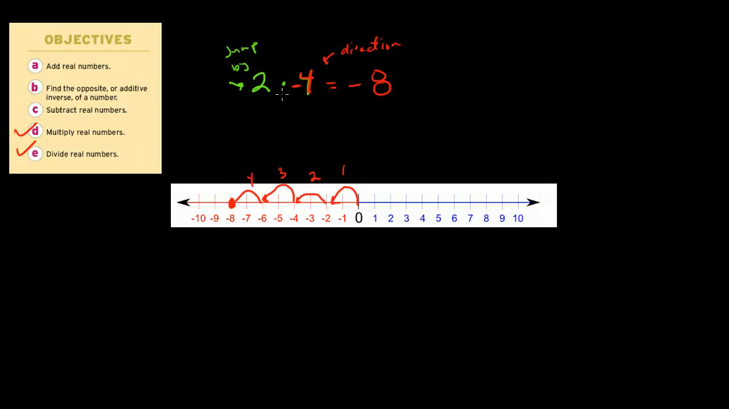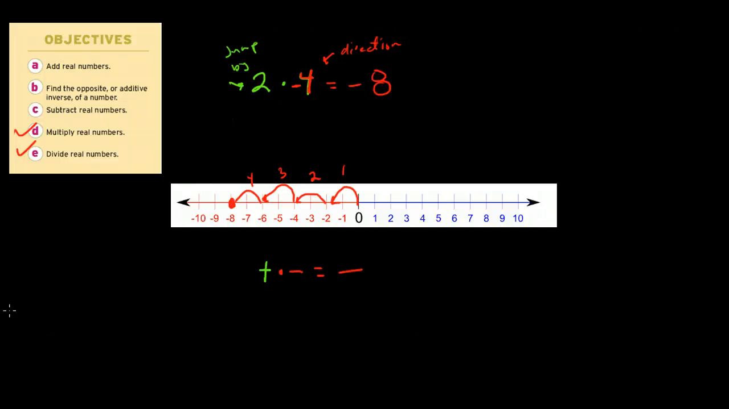Here, we're jumping in groups of a number of times. We're going to jump in groups of positive 2, and we're going to jump in a negative direction 4 times. So when I have a positive number, that positive 2, and I multiply it by a negative number, my product is negative.